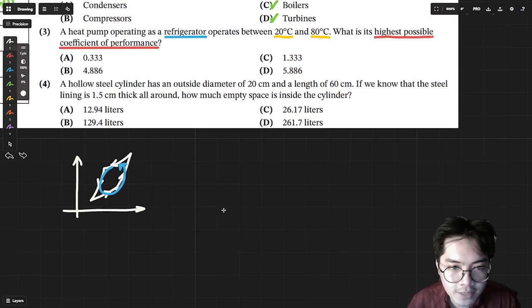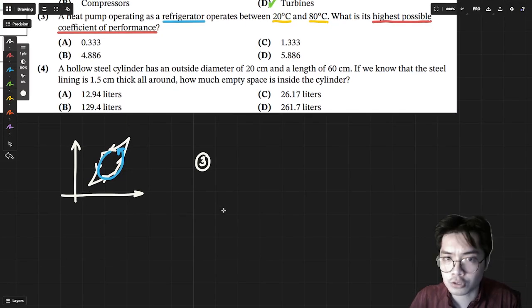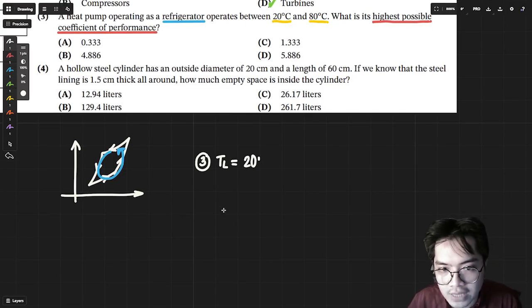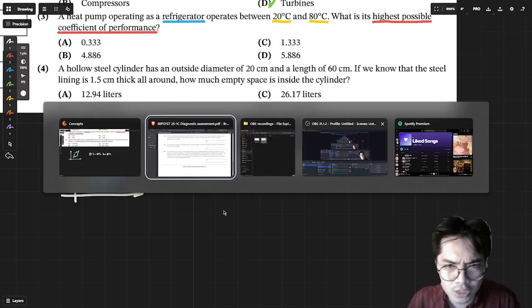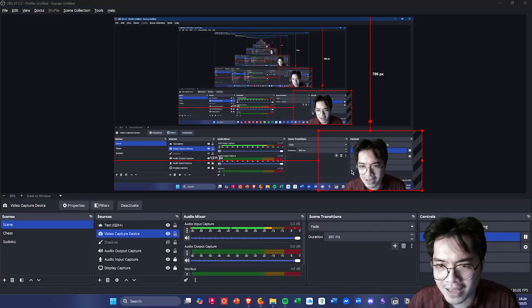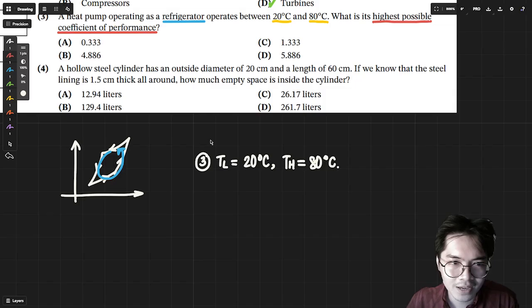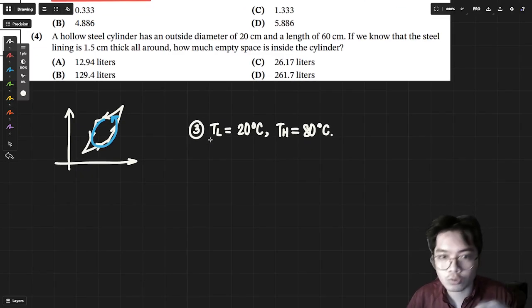So very basically, for number 3, your solution should have been something like TL is equal to the low side, which is 20 degrees Celsius, and your high side is 80 degrees Celsius. Just to check if I am recording. Anyway, this is what you should have done.